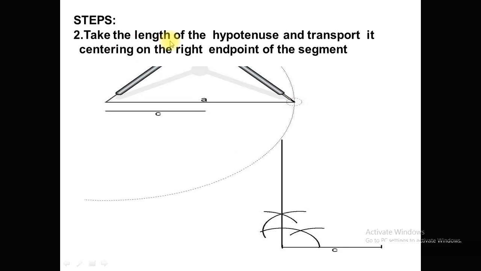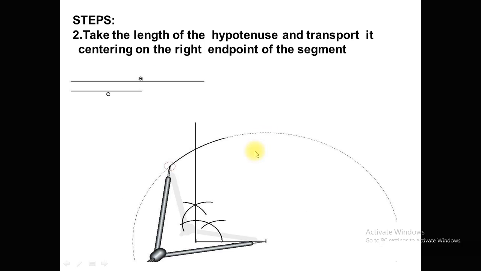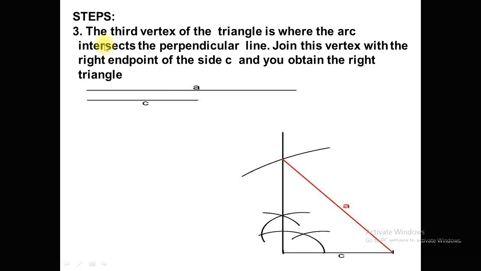Now take the length of the hypotenuse and transport it, centering on the right endpoint of the segment. Open the compass about the length of the hypotenuse, and now put the compass at this point and draw this arc. This is the required vertex of the right angle triangle. Now the third vertex of the triangle is where the arc intersects the perpendicular bisector. Join this vertex with the right end point of the side C, as you see over here, and you obtain the right angle triangle.